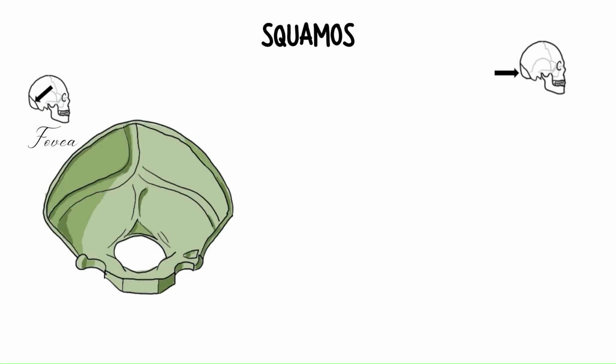The squamous part of the inner surface provides attachment for the falx cerebri, falx cerebelli, and tentorium cerebelli. It contains a groove for the occipital sinus.